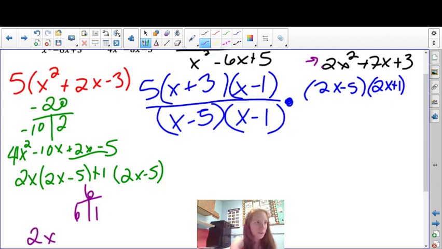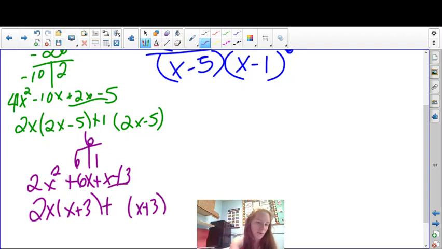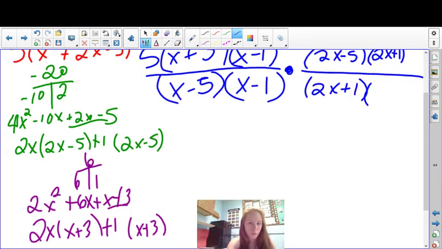So I have 2x squared plus 6x plus x plus 3. I can take out a 2x, and I'm left with x plus 3. Leave a little space, x plus 3. Again, repeats, so just plus 1. So I have 2x plus 1 times 2x plus 1, x plus 3, there we go. Sorry, I lost track of where it was. It's like, where did it go?